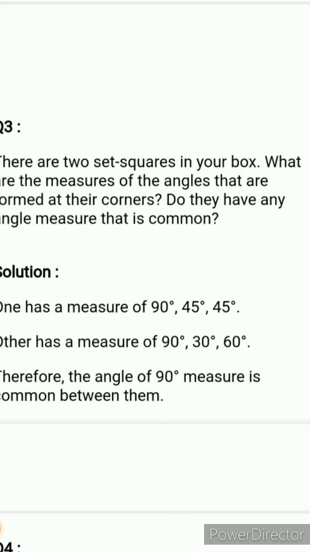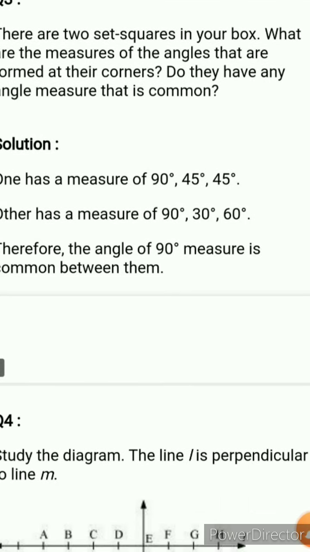Now come to the next question, and that is your question number 3. There are two set squares in your box. So in your geometry box you have two set squares. What are the measures of the angles that are formed in their corners? In the set square they are forming some angles. Do they have any angle measure that is common? Do they form any common angle, and which angles do they form?